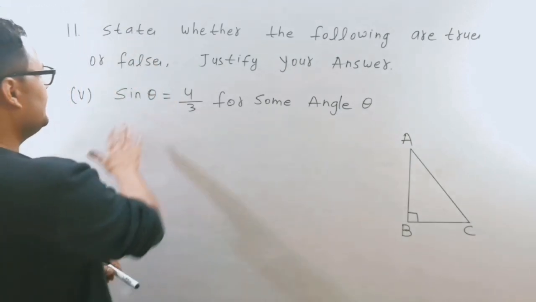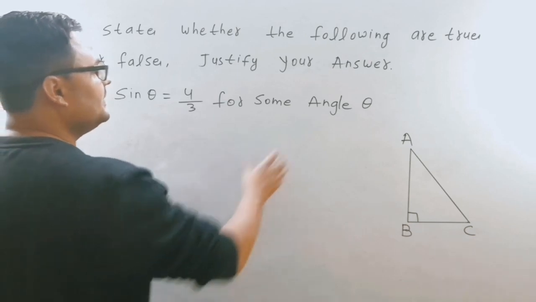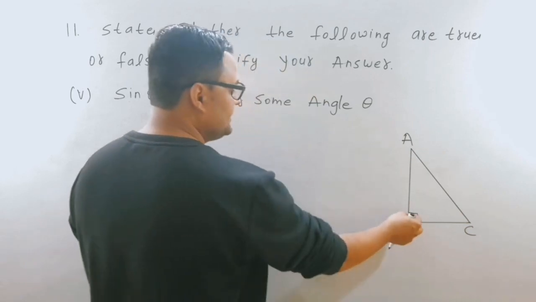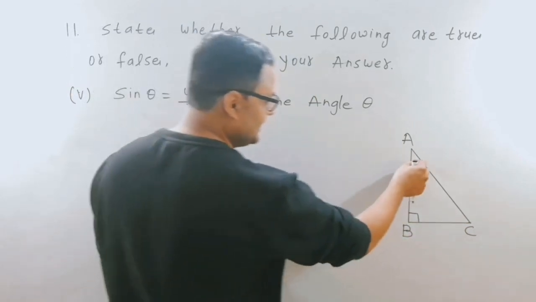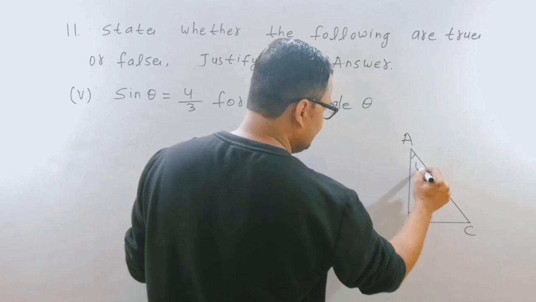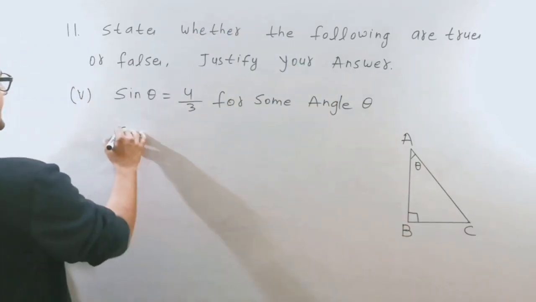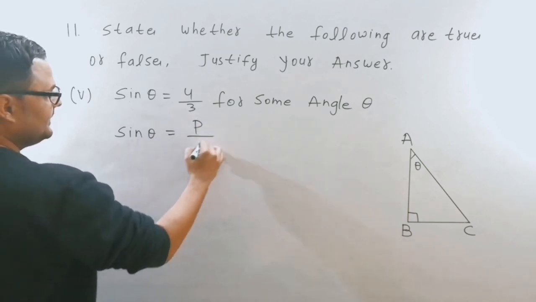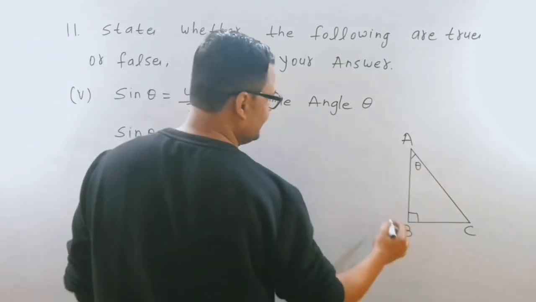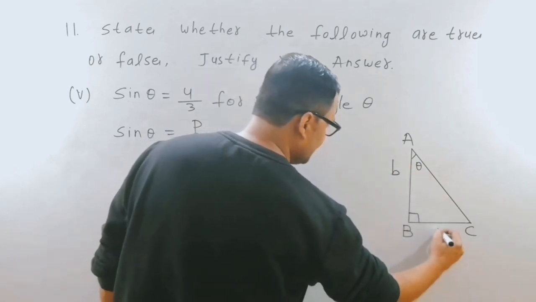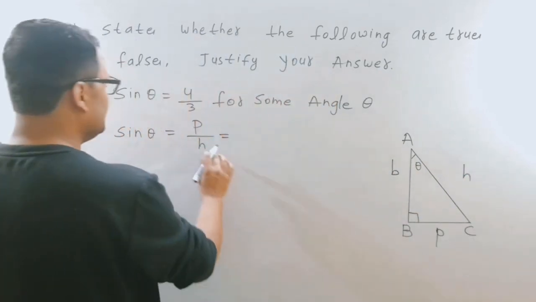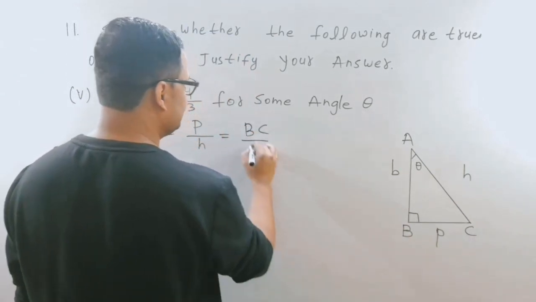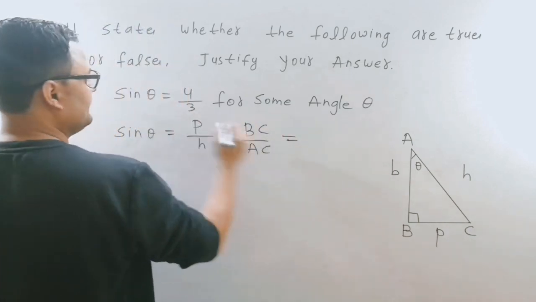Now the last question of exercise 8.1, 11th's fifth one: sin theta equals 4 by 3 for some angle theta. This is a right angle triangle ABC. Theta cannot come here; theta can come at this place or that place. If this is theta, then sin theta equals P by H. For this angle A, this is the base, this is the perpendicular, this is the hypotenuse. So P by H means BC by AC, and it is given as 4 by 3.